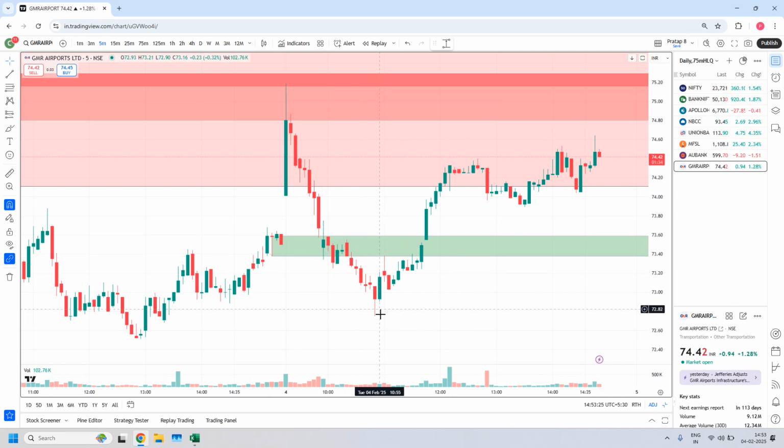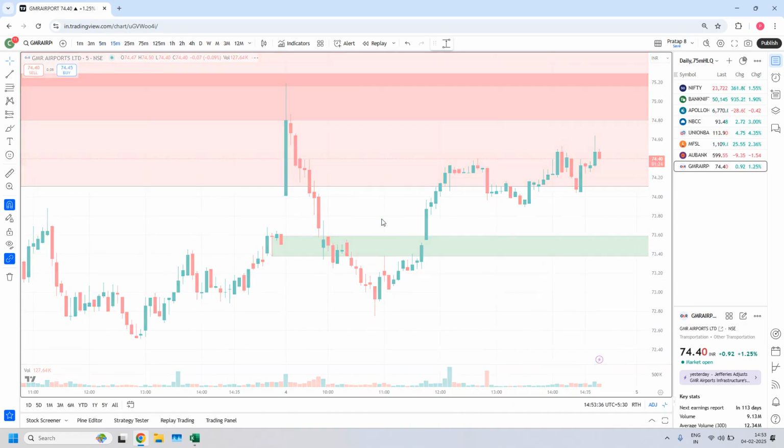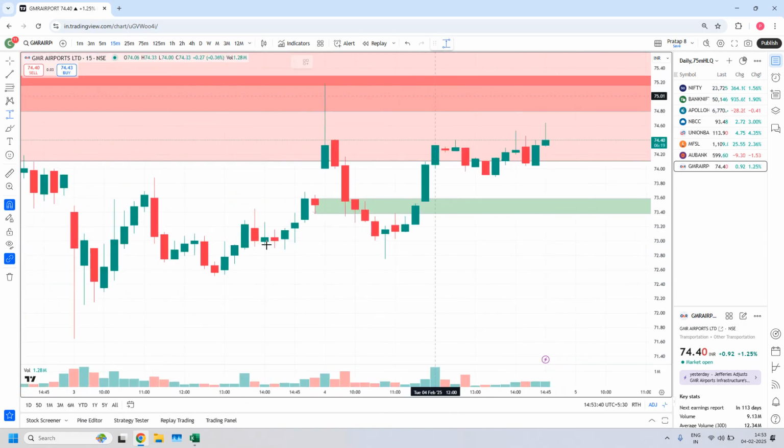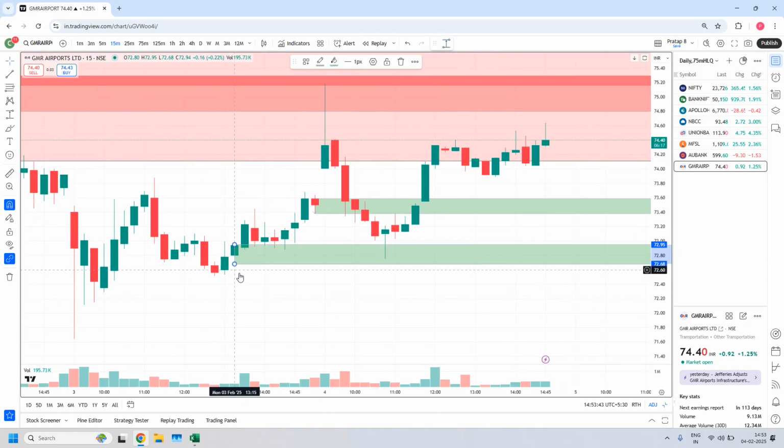Even further it went down. Here we have a high liquidity zone, a 15 minutes high liquidity. Prices went till there, and that high liquidity zone again pushed the prices up. Let me show you that 15 minutes high liquidity zone. Here we have a rally base drop, sorry, rally base rally. This rally base rally is holding the prices. And today also prices came up to this zone and again started moving up.